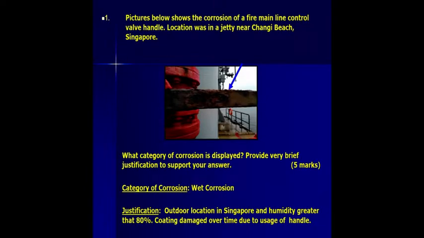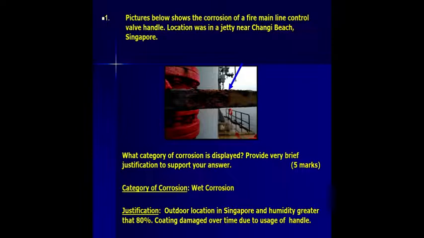All right, so here's the quiz number 1 here. The first question was like that. Picture below shows the corrosion of a fire main line control valve hand. Location was in a jetty near Changi Beach. So the hint here is Changi Beach, and Changi Beach immediately should strike you that we are in a humid environment. In a way, anything open atmospheric condition is the humid environment. So I'm asking you what category of corrosion is displayed.